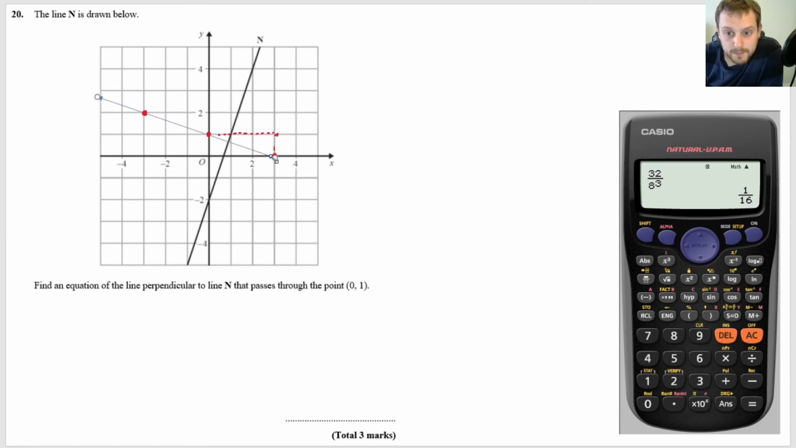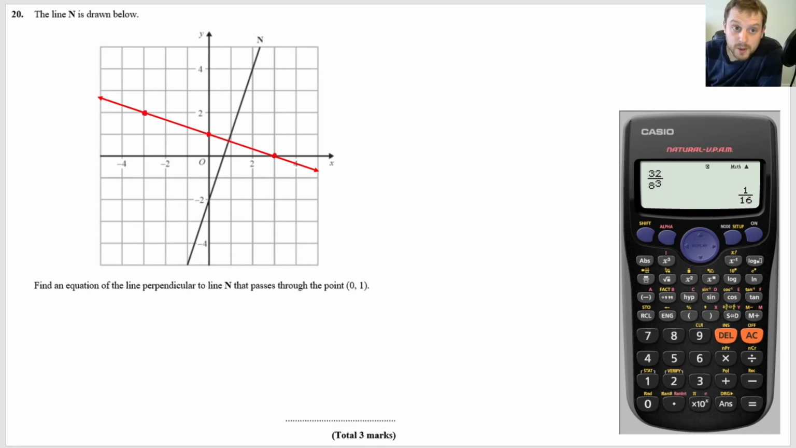Is that if you're perpendicular, instead of going 1 along 3 up, it's now 3 along 1 down. Okay, so if you have a look, let me see if I can erase this bit of working. I have a 90-degree angle there, and that's what perpendicular means.